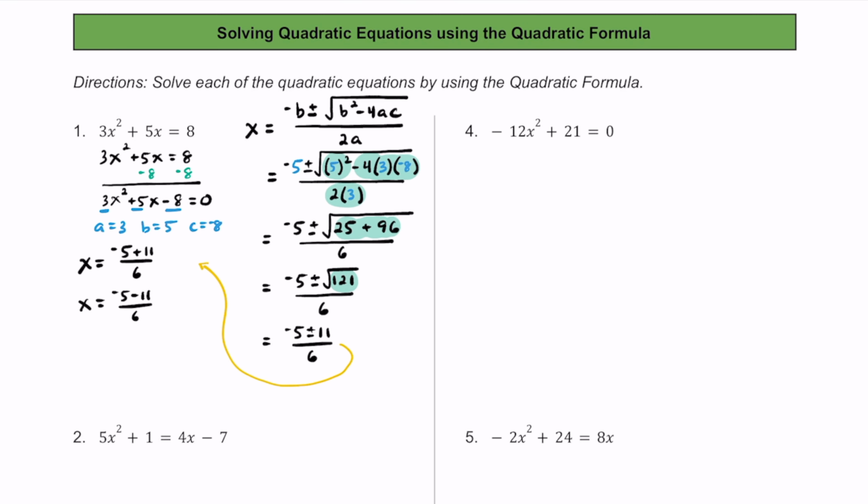So in the first case, if we take a look at this one, negative 5 plus 11 is 6, and 6 divided by 6 is equal to 1. So we can say that x is equal to 1. And in the second case here, we can say negative 5 minus 11 is going to be negative 16 over 6. But negative 16 over 6, we can write that as this. This is negative 16 over 6. If we divide both top and bottom by 2, we can then say that x would equal this negative 8 over 3. So these would be our two solutions.